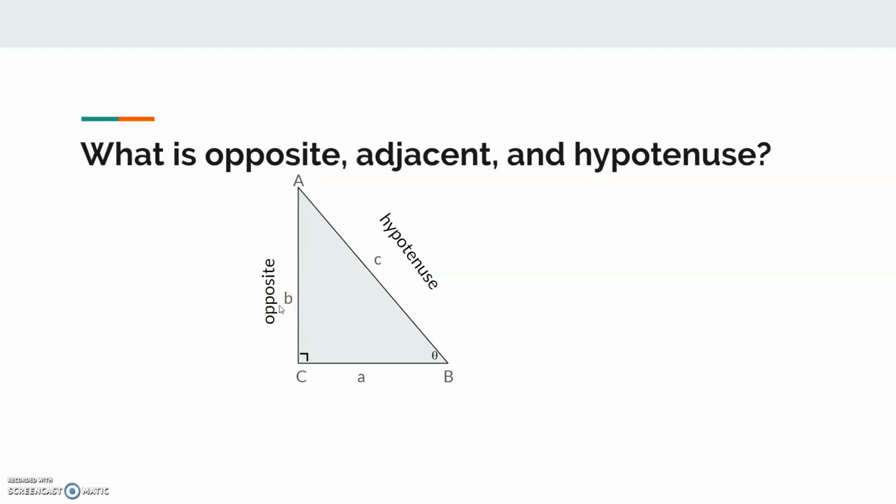The last side is the adjacent side, and the adjacent side is the side that's touching the angle. However, it cannot be the hypotenuse. So this is the hypotenuse already, so this must be the side that we're talking about.